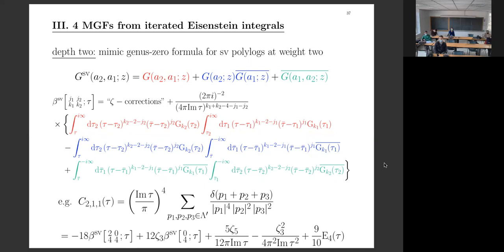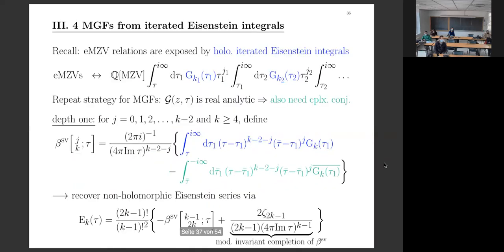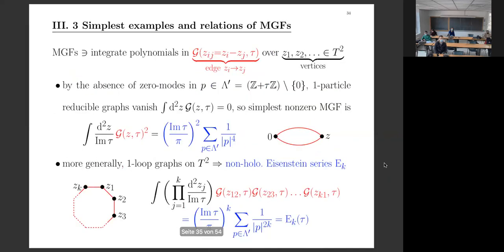So what do you mean? In what sense do they expose these relations then? So they expose the relations in the following sense. The beta SV with different entries upstairs and downstairs, they are all linearly independent by a result of Matthes. So if I rewrite each modular graph form in terms of this beta SV, I can just settle it by inspection, whether there's a relation or not. Yeah, algebraically independent. Algebraically independent, indeed.